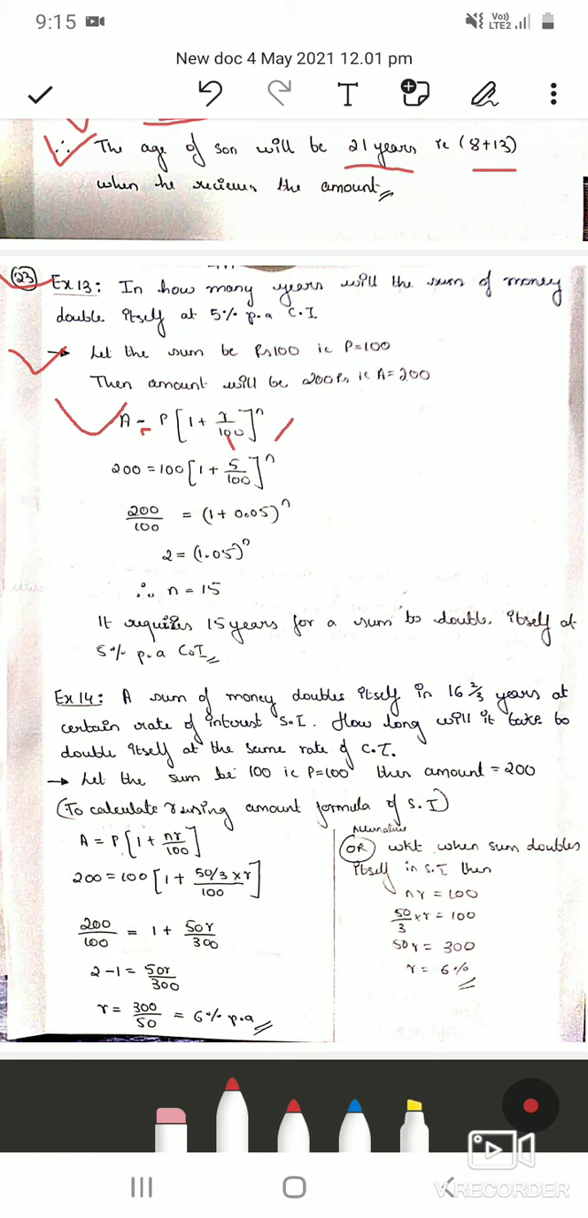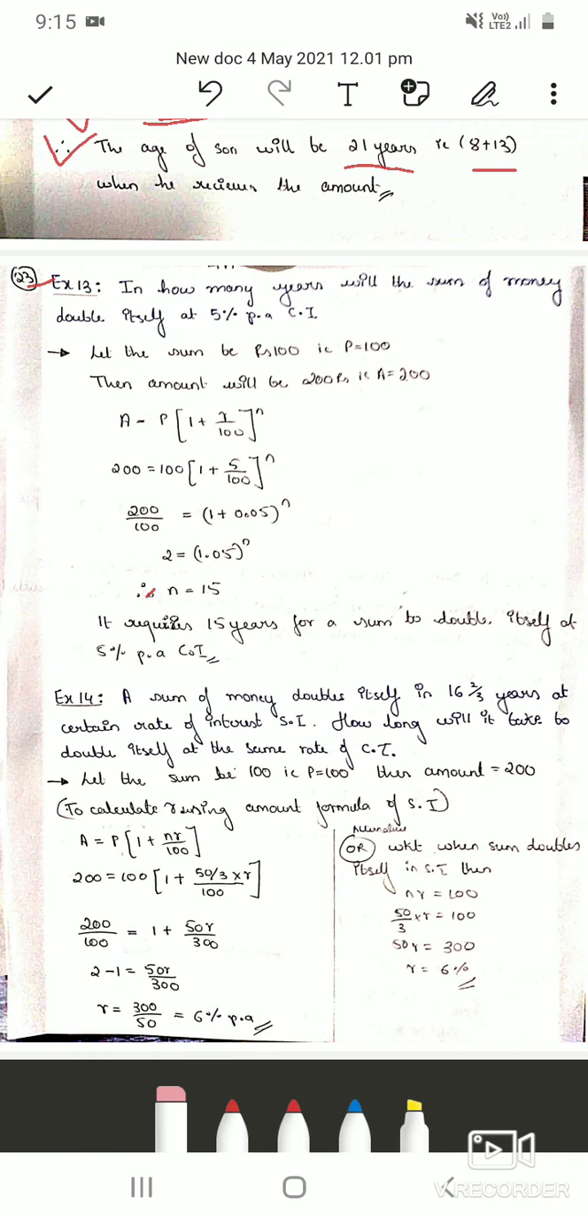Whenever things are unknown, it is better to take in terms of 100 instead of 1 or 10. So calculation with 100 is always easier. So we got it as 2 equal to 1.05 whole raised to n. So using log we will get n as 15. Therefore it requires 15 years for a sum to double itself at 5% per annum.